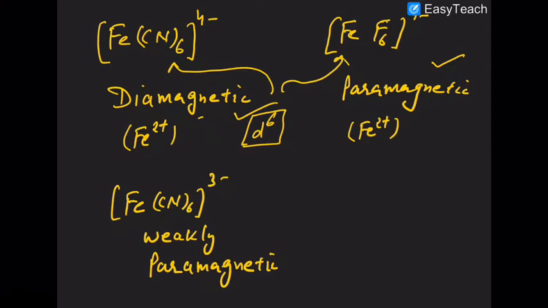Similarly, if you have the iron cyanide complexes, FeCN6, now both of them are what? Both of them are in what? Same ligand. But here if you see, in this case it is weakly paramagnetic.